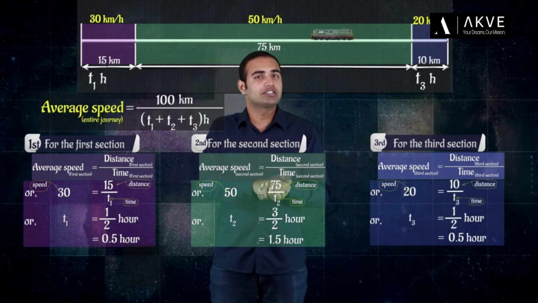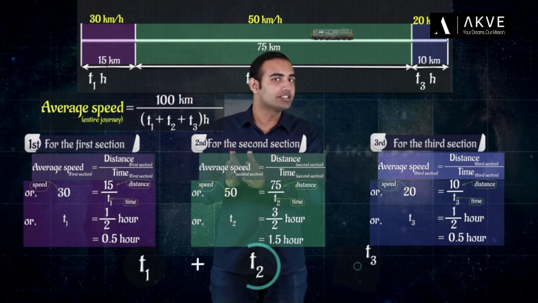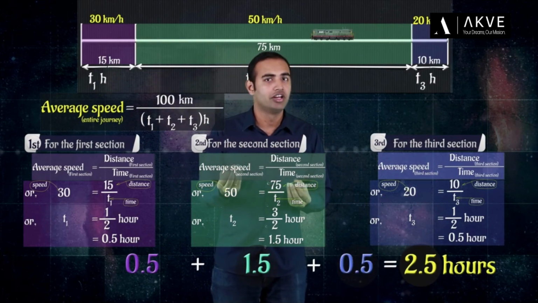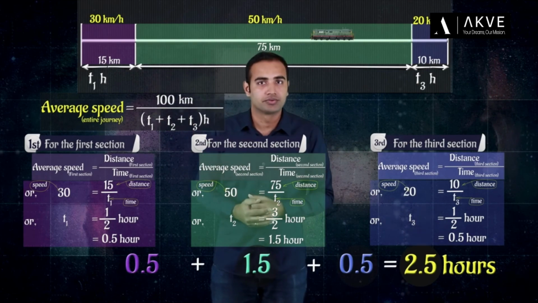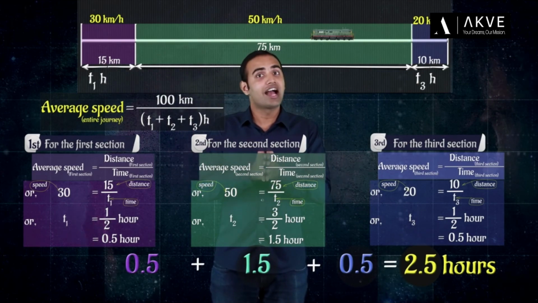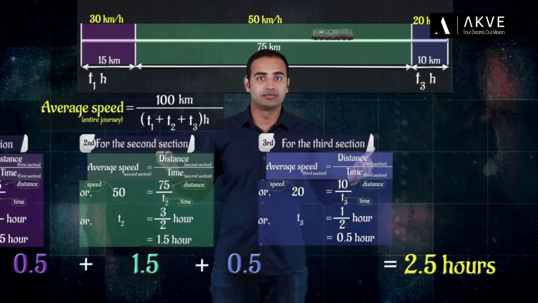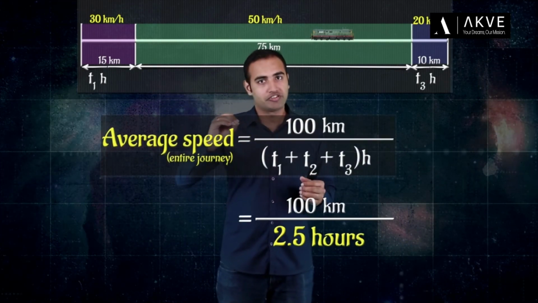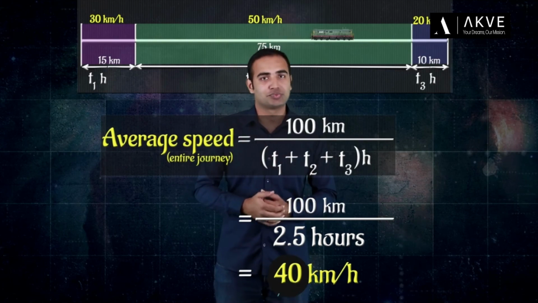So what do you think is the value of t1 plus t2 plus t3? Well, it's nothing but 0.5 plus 1.5 plus 0.5, which is 2.5 hours. So what do you think is the average speed of the train for the entire journey? So the average speed comes out to be 100 kilometers divided by 2.5 hours or 40 kilometers per hour.